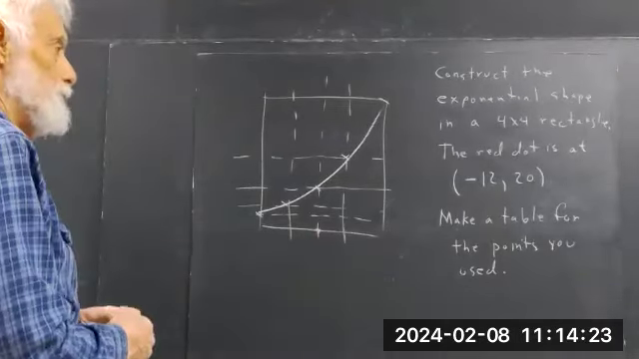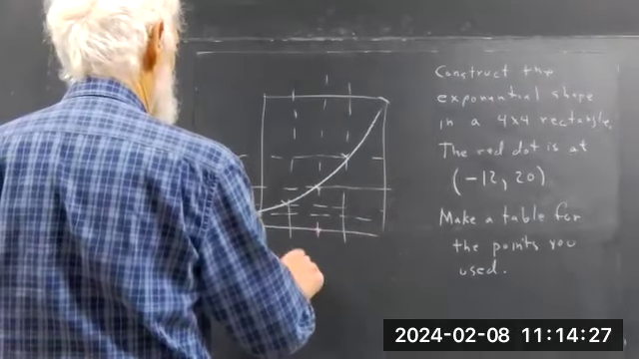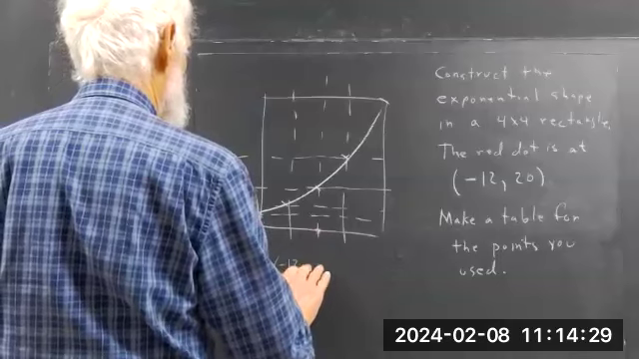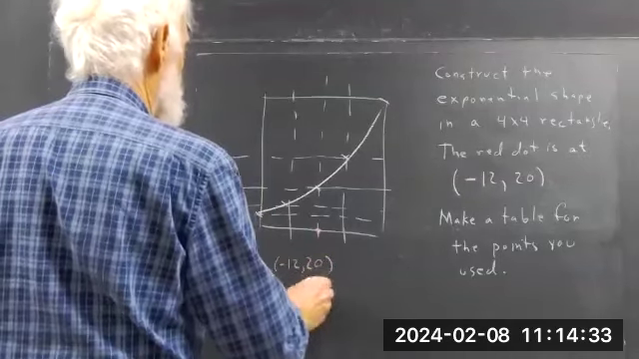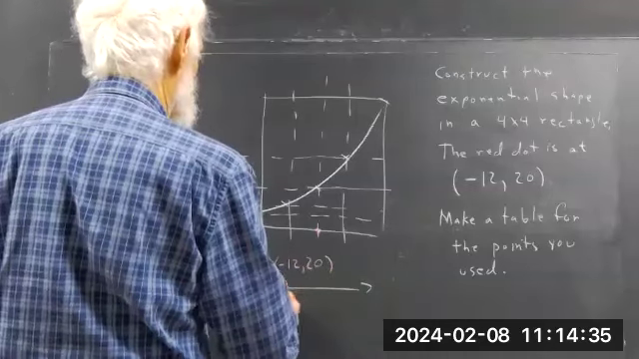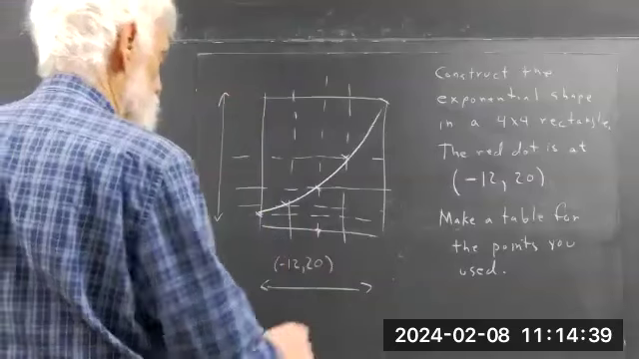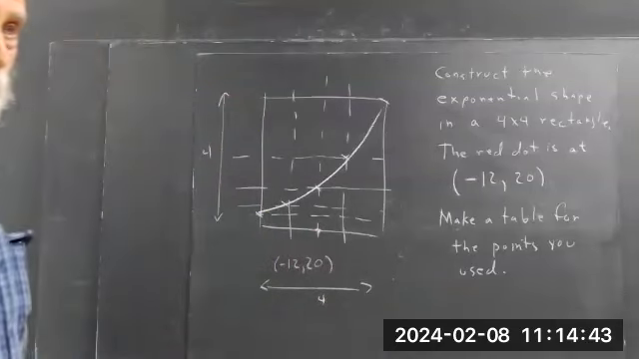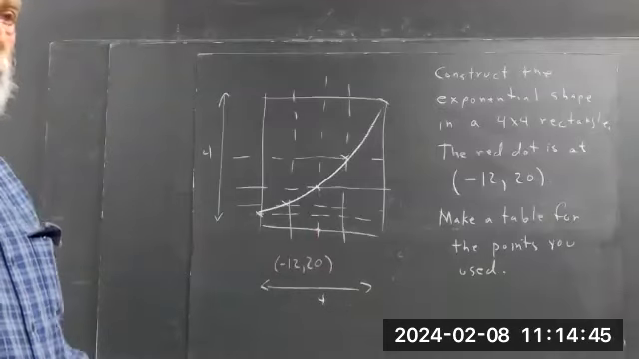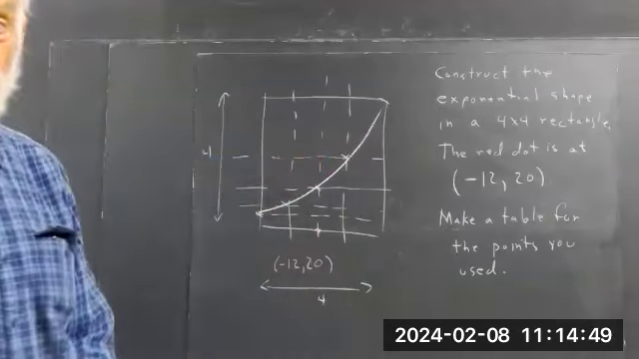So the coordinates of the red dot are negative 12, 20. Rectangle is 4 by 4. It's actually a square, but squares are rectangles that have equal sides. 4 units here, 4 units here. So what are the coordinates of each of these 5 points?